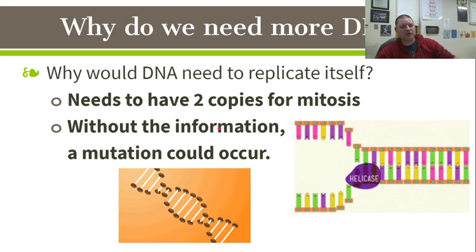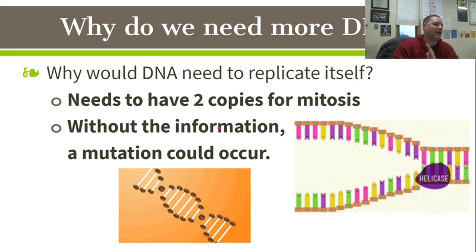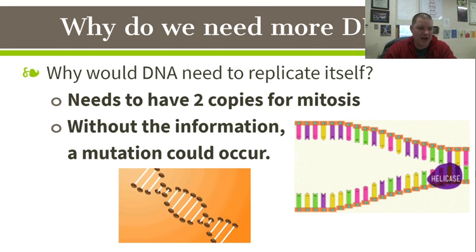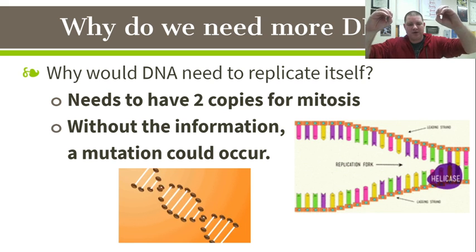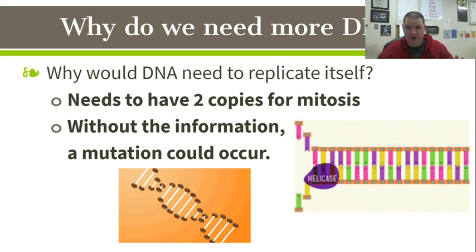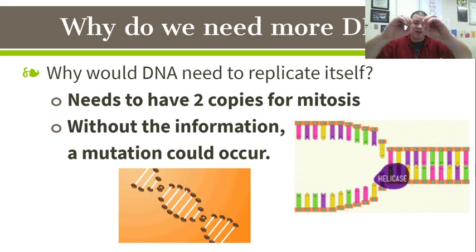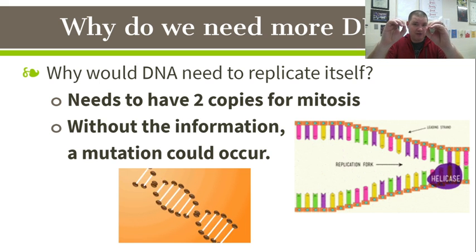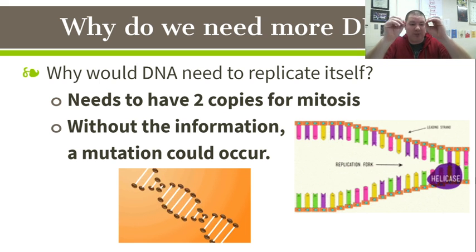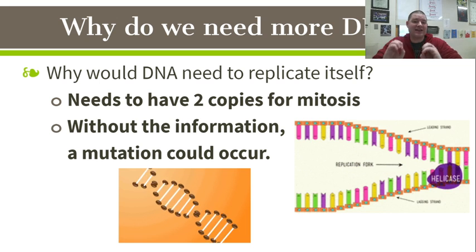So first off, why do we need more DNA? Why can we not be satisfied with the DNA that we have already? First off, we need DNA to replicate itself because we need 2 copies for mitosis, because when you take one cell and make it into 2 cells like we talked about earlier in the year, each one of those new cells needs to have a copy of DNA to do mitosis with. Without that information, one of these cells, if not both, would be mutated cells.